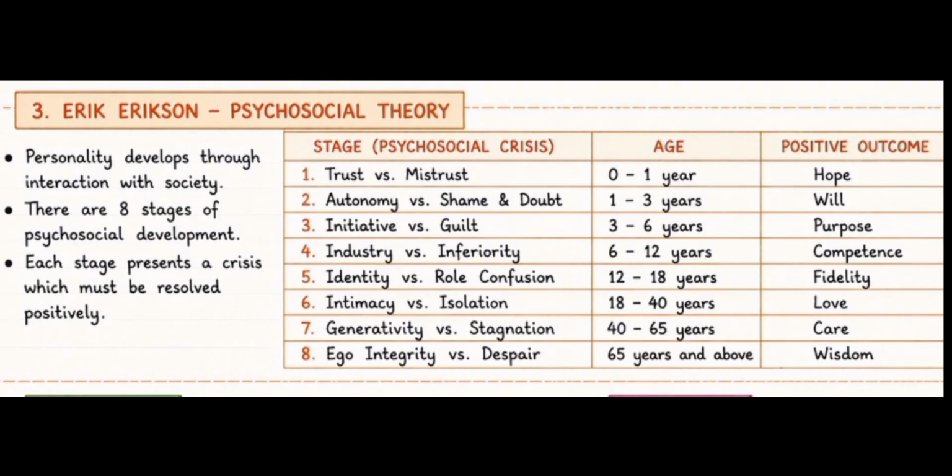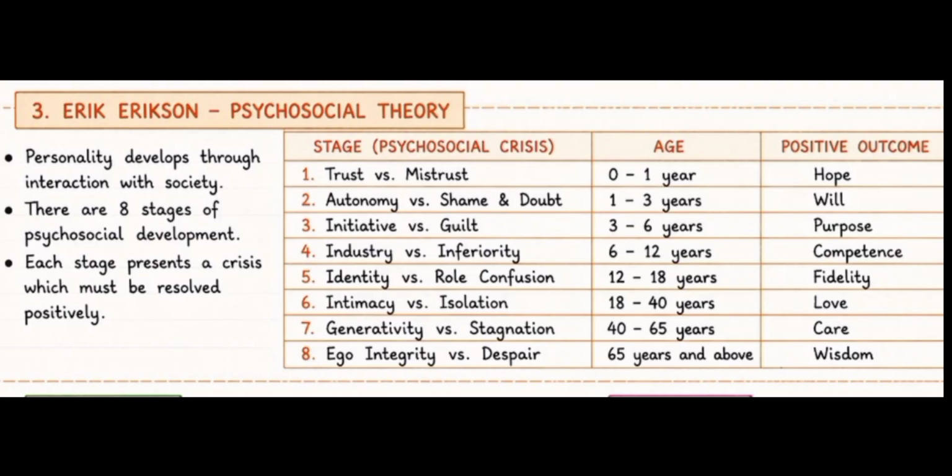And the seventh, generativity versus stagnation. Generativity versus stagnation comes at 40 to 65 years, and the positive outcome is care. In generativity, the basic strength developed is care. The individual at this stage is more productive and creative. They want to create or generate something new. In stagnation, if they are not innovative or creative, then they develop stagnation.